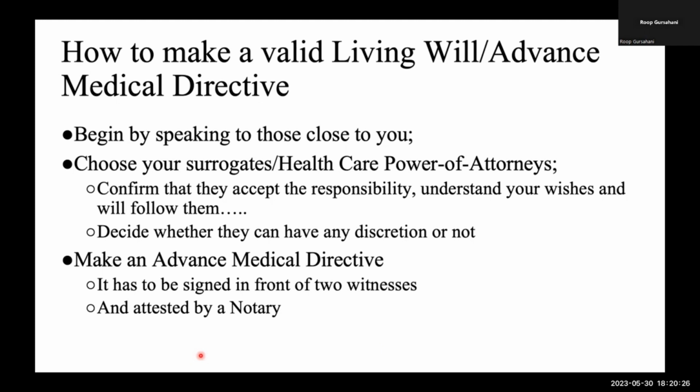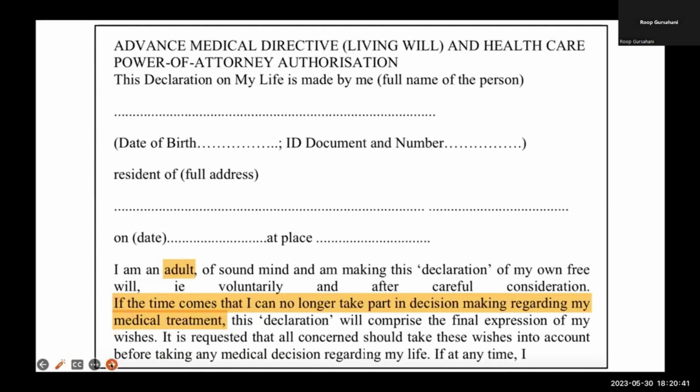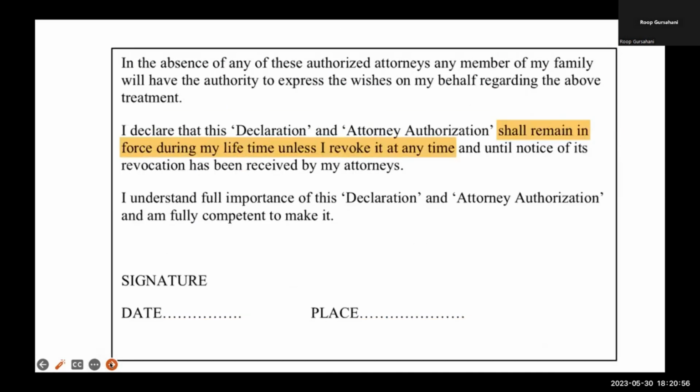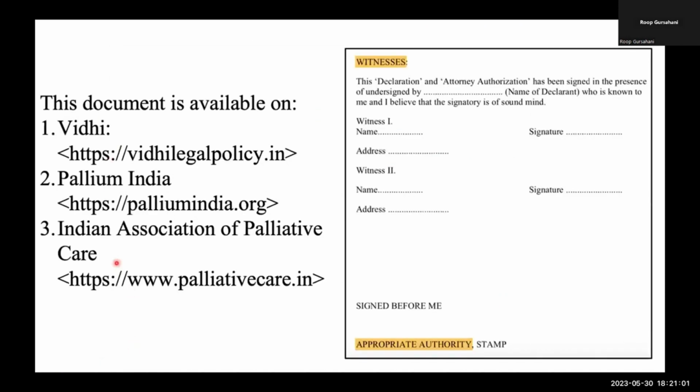What about the rest of us? It's important for us to make a valid living will or advance medical directive. You have to begin by speaking, choosing your surrogates, and make an advance medical directive. It has to be signed in front of 2 witnesses and attested by a notary. If you look, the Pallium India website has the standard format, which you can use to make this document. And it has various elements to it. We are not getting into that. It's available at other websites also.